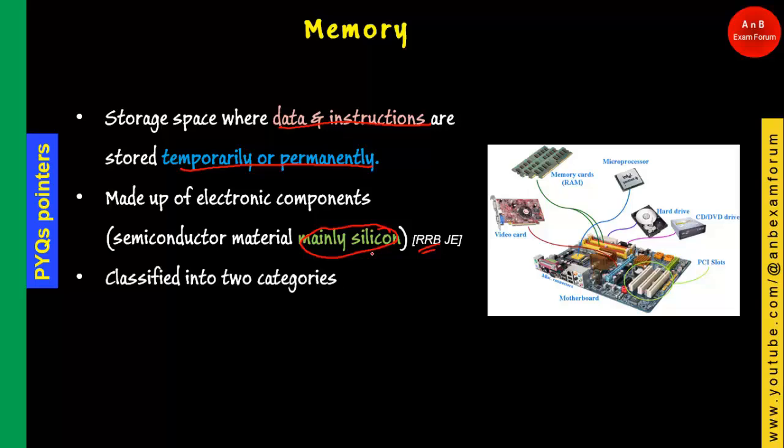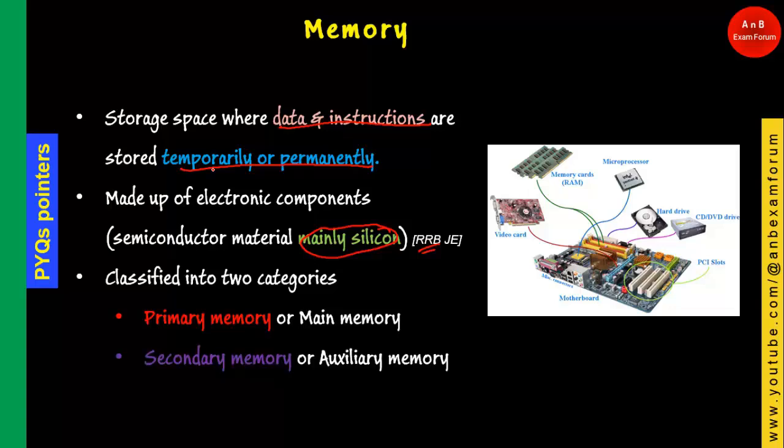Coming to the next one, the categories. We have seen that it can store data temporarily or permanently, based on which there are two categories specifically: primary memory, which is also called the main memory, and the second one, the secondary memory or auxiliary memory. These are the two types of memory which are commonly asked in the exam.